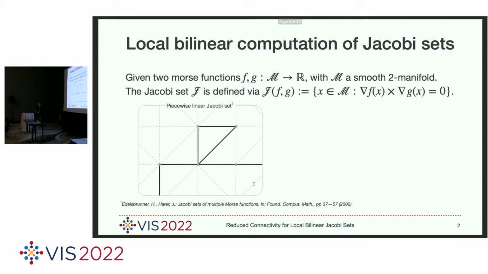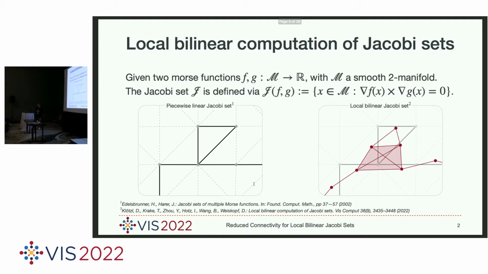The original computation method by Edelsbrunner and Harer was extended by my colleagues and me to the local bilinear computation of Jacobi sets. This improved the geometry while maintaining the topology of the piecewise linear method. But it came with a downside, namely the light red quadrilateral on the right, where you have overlapping line segments. In the future, we will also see this as some higher dimensional simplex.